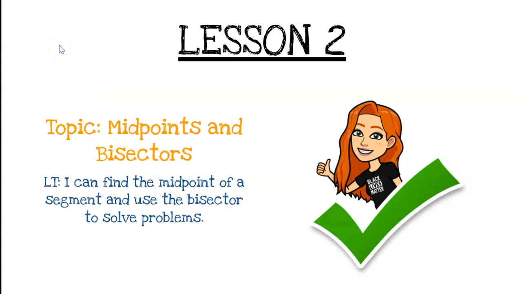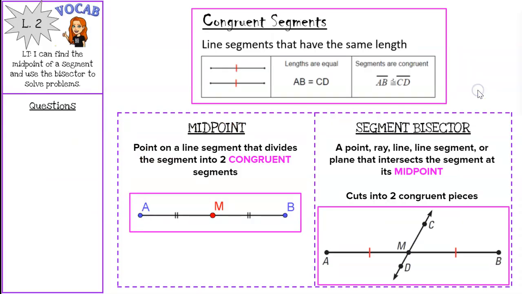Lesson 2, topic midpoints and bisectors. Learning target, I can find the midpoint of a segment and use the bisector to solve problems. Vocab, congruent segments are line segments that have the same length.